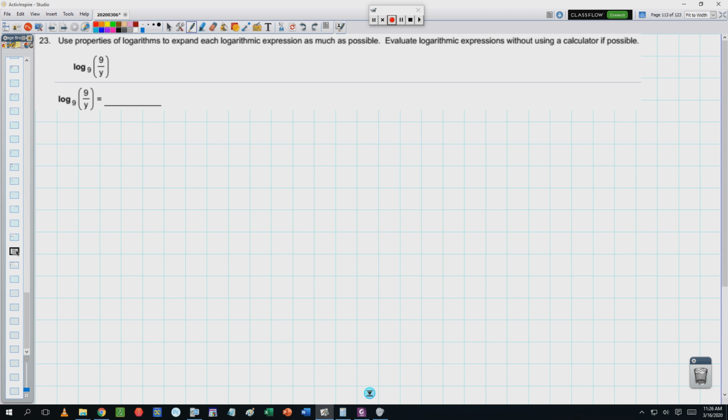Use properties of logs to expand each log. Simplify as much as you can. So we have a nice fraction. We have the log base 9 of the top, the numerator, minus the log base 9 of the bottom, the denominator. Here I think they're testing to see if you remember to simplify the log base 9 of 9 to make that into a 1. And that is as simple as you go.